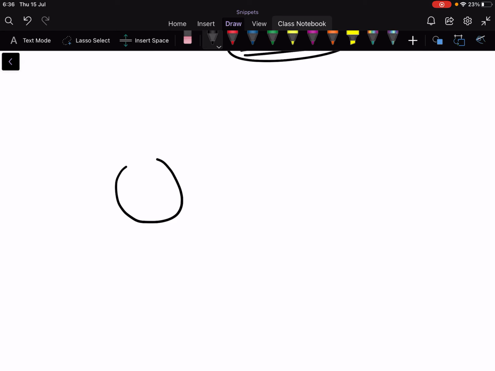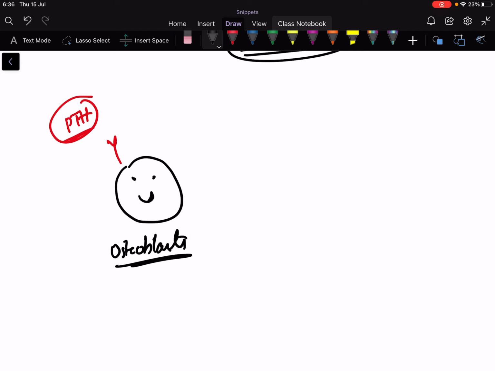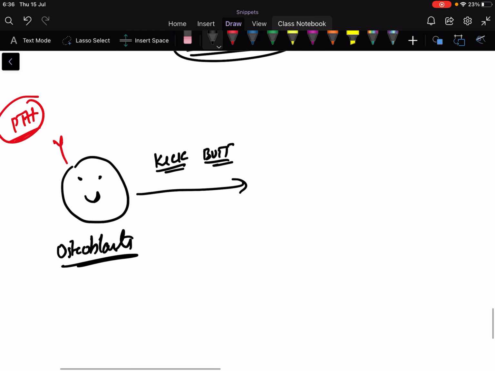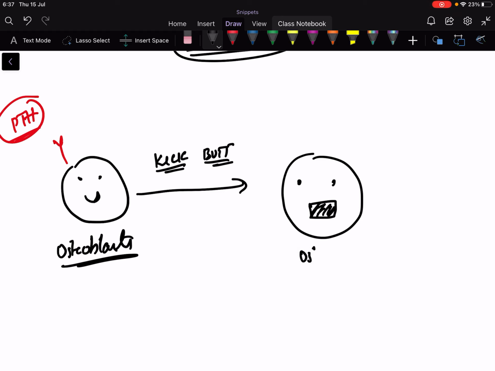So here are your osteoblasts, and they have receptors for parathyroid hormone. So once the parathyroid hormone is released from the parathyroid glands, it will act on osteoblasts. Okay, once the osteoblasts are activated, they will go and kick the butt of the osteoclasts. So here are your osteoclasts. How this is activated I will explain in part 3. So for a moment you just trust me that they are going to kick the butt of the osteoclasts.